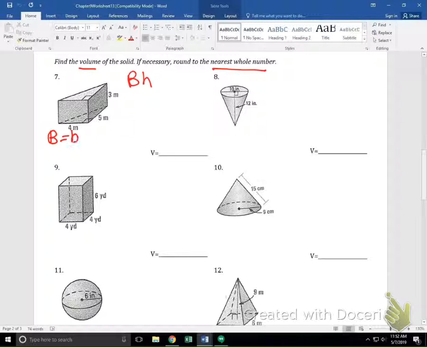Base times height divided by 2. Yep, base times height divided by 2. So in this formula, what's our base and our height? Base is 4, that works for me. Height is 5. Yep, divided by 2.